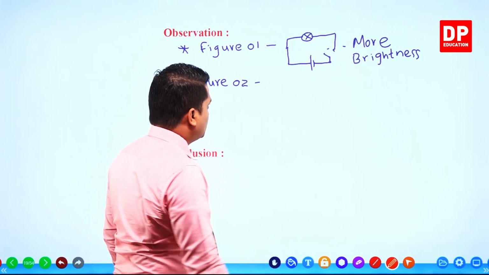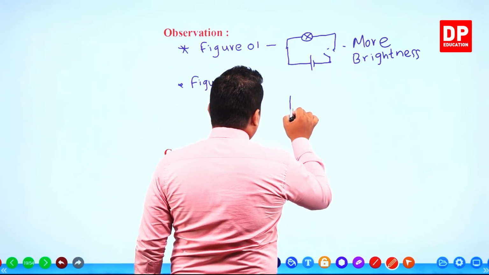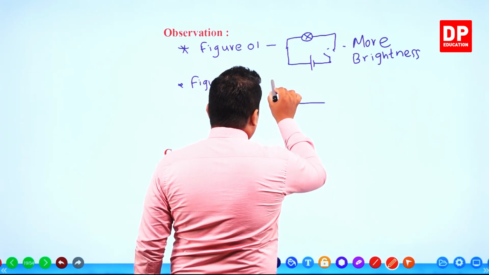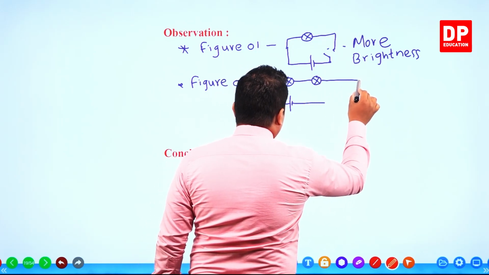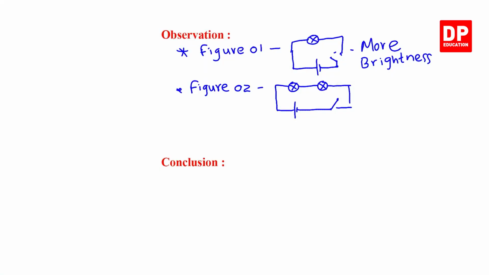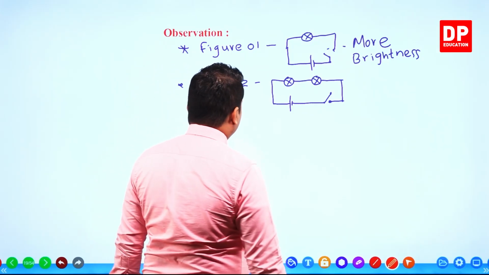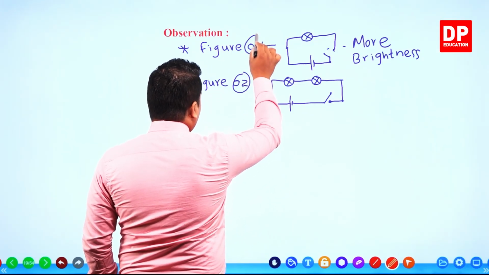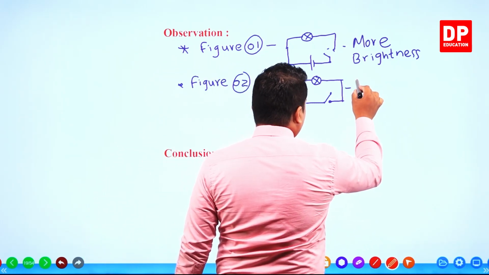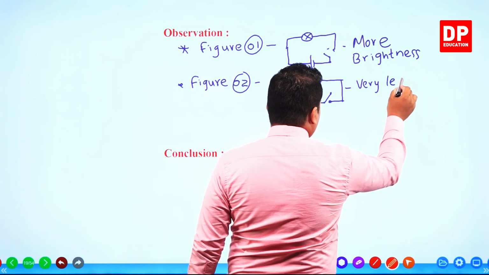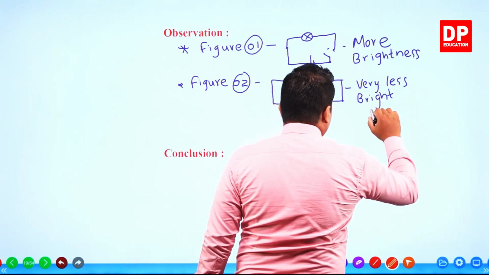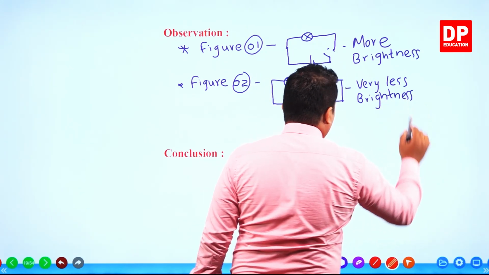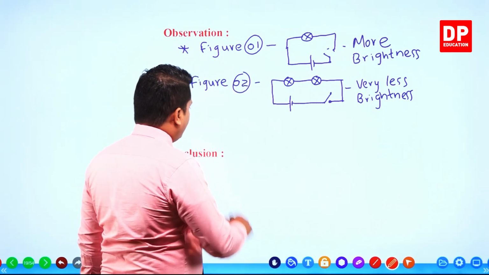Then figure 2, the circuit in figure 2. In the circuit in figure 2, only one cell but two bulbs connected in series to each other like this. Okay. So here in figure 2, very less brightness.